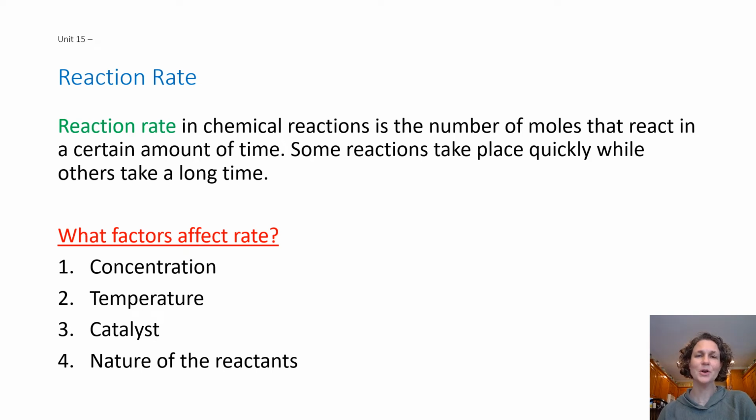Guys, we are starting Unit 15, which is reaction rate. Chemically, this is how quickly the number of moles or molecules or particles react in a reaction, the time it takes. Some reactions are very, very quick, almost instantaneous, while others take a while. We measure rate chemically for all kinds of reasons.